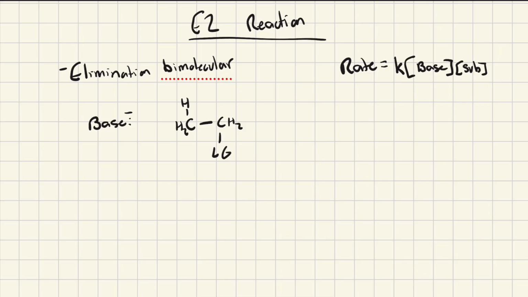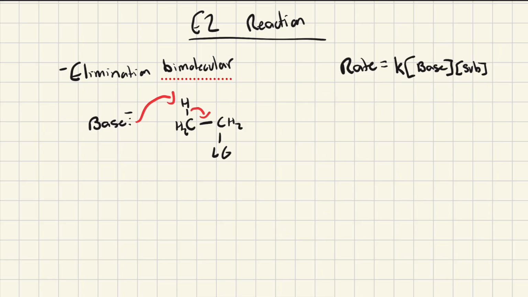What's going to happen here is in one step, our base is going to attack one of our beta hydrogens. The carbon that has the leaving group is considered the alpha carbon. Any carbon next to it is considered a beta carbon, and the hydrogens attached to it are going to be called beta hydrogens. Our base is going to attack one of the beta hydrogens, and the two electrons that form that carbon-hydrogen bond are going to move to form that double bond.